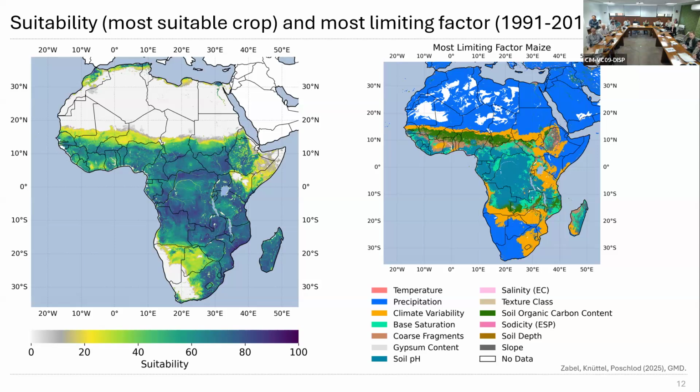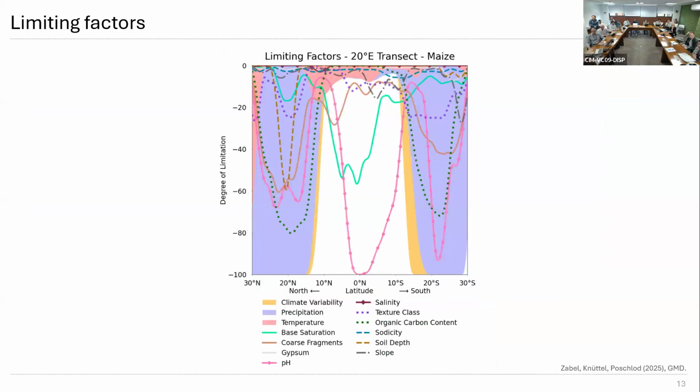I think that's a very interesting output, because this shows a transect at the 20° east line, but you can output all the different limiting factors at each point on a pixel basis. So you can see, for instance, if you are able to eliminate this factor with your management, then what is the next limiting factor, and so on. So this is maybe helpful for the farmer in the field, or can give some consultative information that may be helpful at the local scale.